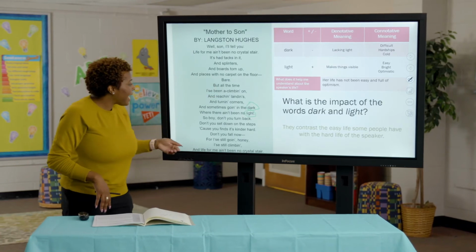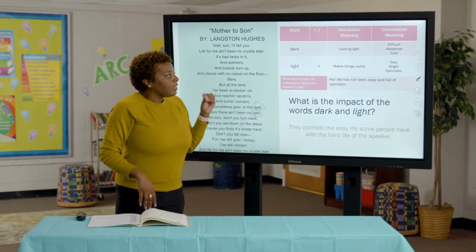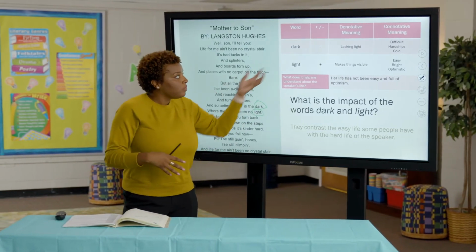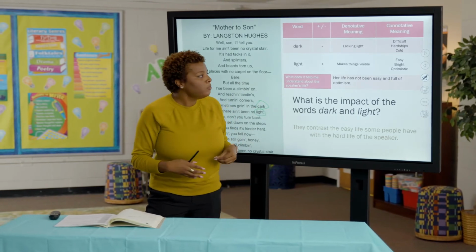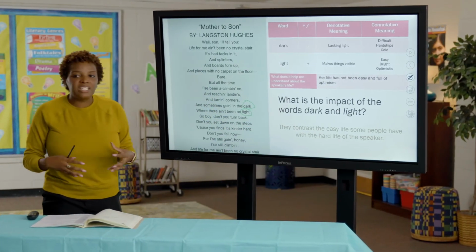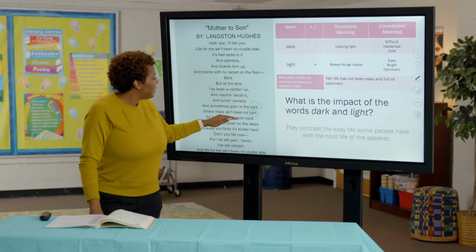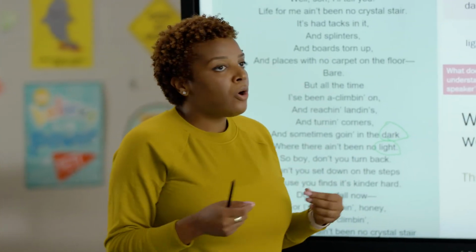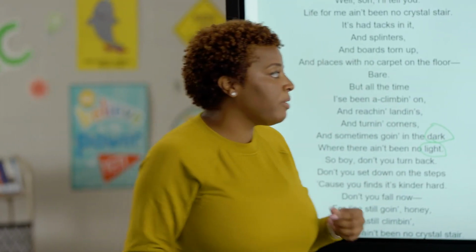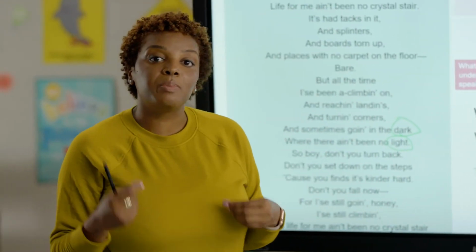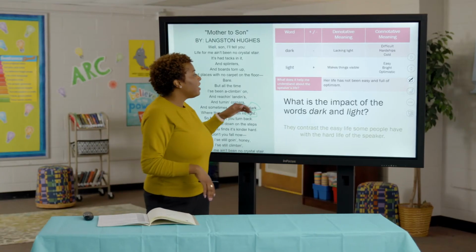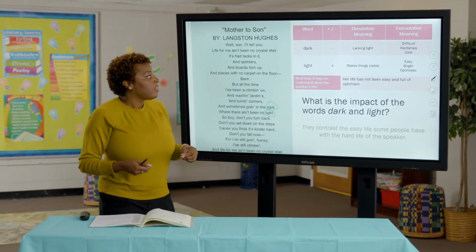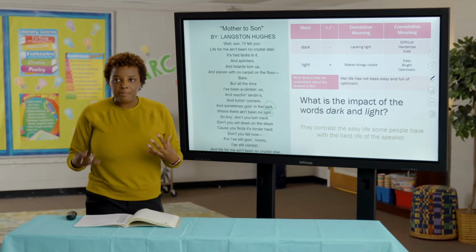When I look at the word light, where there ain't been no light, again, here we know that light has a positive connotation, and the denotative meaning is just making things visible. However, the connotative meaning is easy, bright, and optimistic. If you would note in this particular line of the poem, where there ain't been no light, I know that the mother has not experienced this optimism, and I know that the mother has not experienced life being easy for her. So when I think of the question, what does it help me understand about the speaker's life? Again, we need to notate that her life has not been easy and full of optimism.